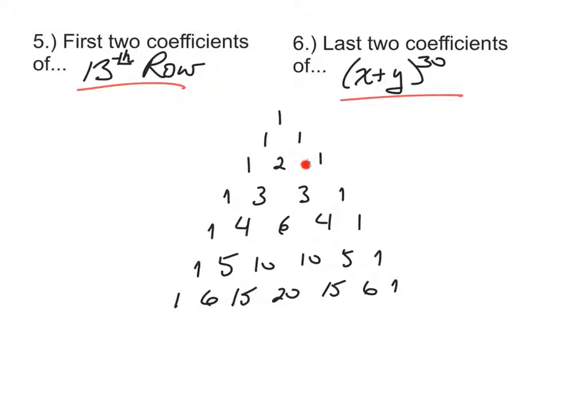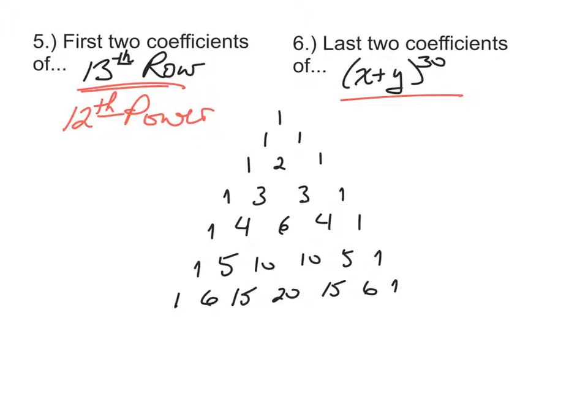Notice, this is not the second row, it's the first, second, third row. So the third row will give us the second power. The fourth row will give us the third power. The fifth row gives us the fourth power. So if I'm looking at the 13th row, that's really the 12th power.